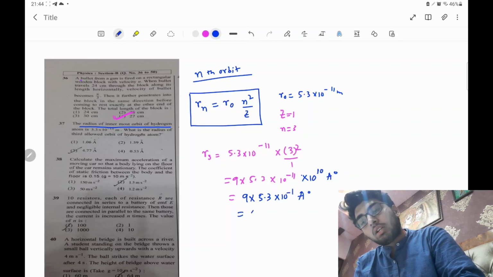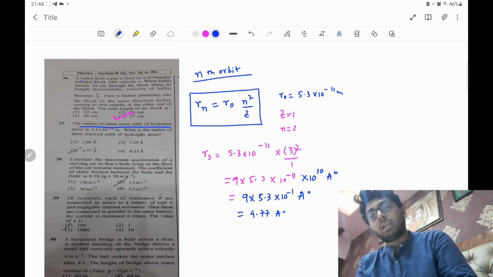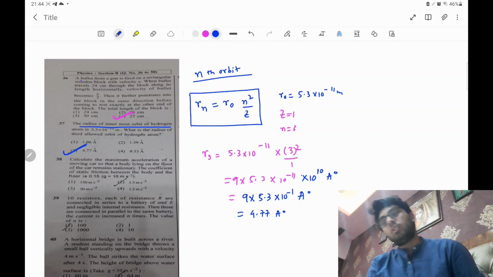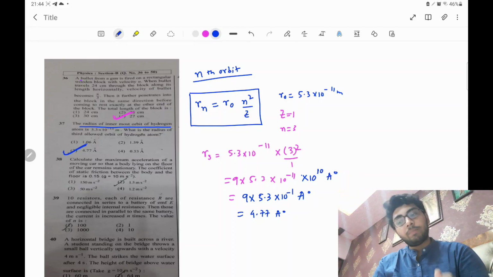If you just calculate it, it will come as 4.77 angstrom. So your correct option is 4.77 angstrom, option 3. Clear?